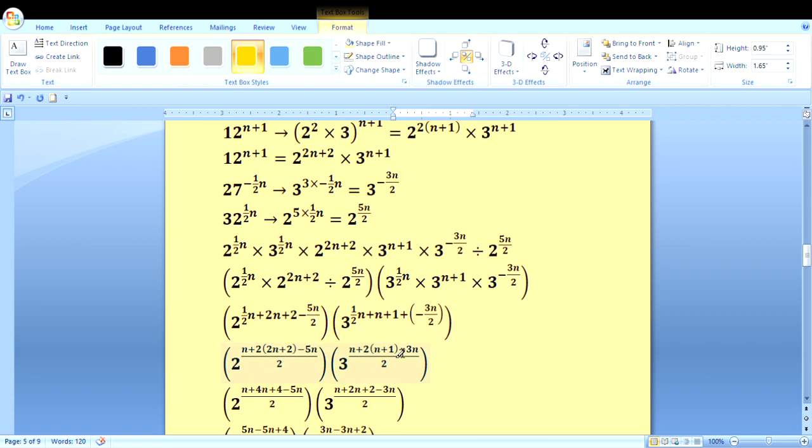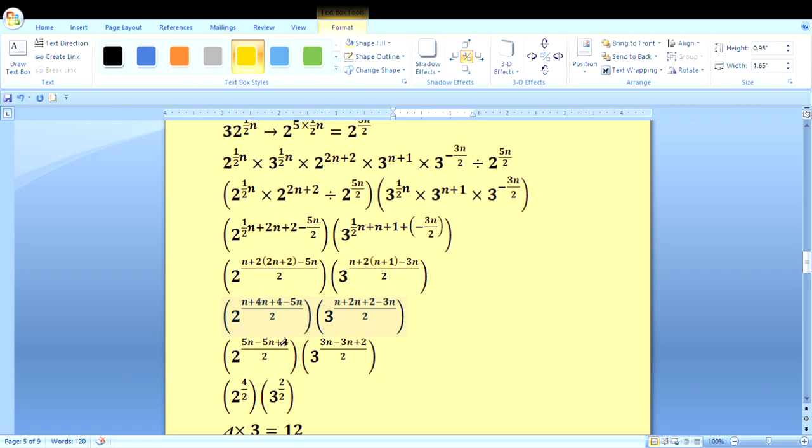Now let's look at 3. The exponent here, the LCM there is also 2. This n plus 1 is a whole number, meaning divide by 1. So here 2 divided by 2 is 1, 1 times n is n, plus 2 divided by 1 is 2, 2 times n plus 1. This becomes 2 into n plus 1, close bracket. 2 divided by 2 is 1, 1 times minus 3n is minus 3n.